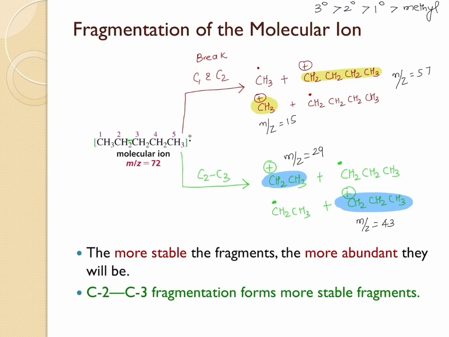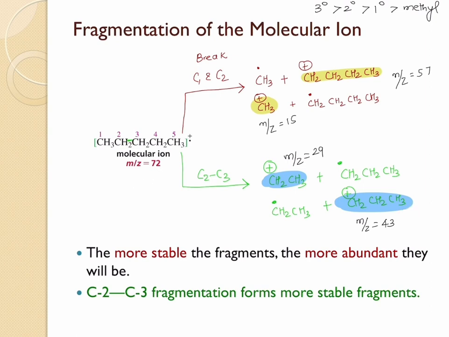So let's say that this is your molecular ion for pentane. The peak at 43 corresponds to the loss of the ethyl radical. The ethyl radical has a mass of 29. So you subtract 29 from 72, and what you get is 43, which corresponds to the base peak, since this is the peak that you see as the tallest peak in the spectrum.